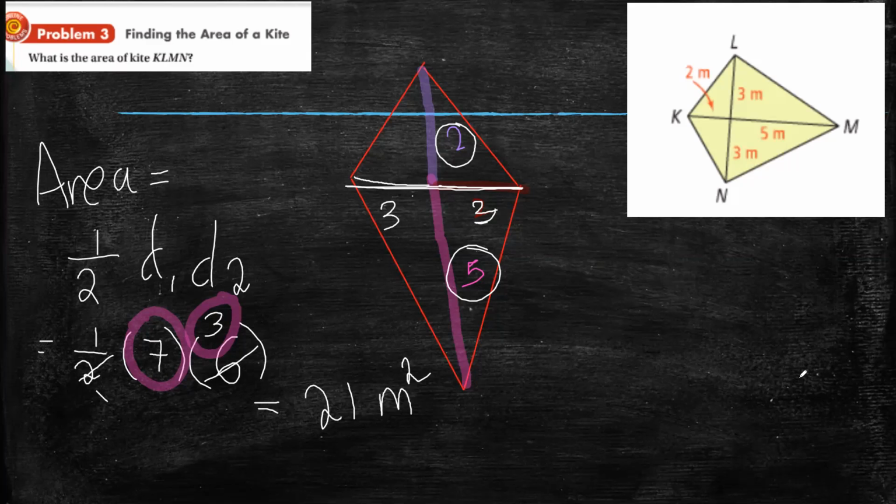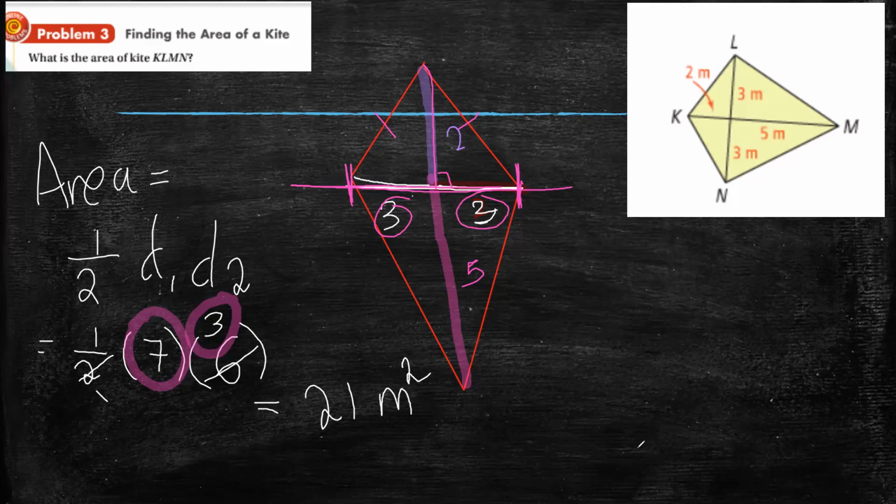Now, since I told you that in a kite, it's two isosceles triangles because these two sides are congruent. So because of that, any bisector that comes from the vertex in the isosceles triangle and is perpendicular on the base will cut the diagonal into two equal halves. That's why here is a 3 and here is a 3.